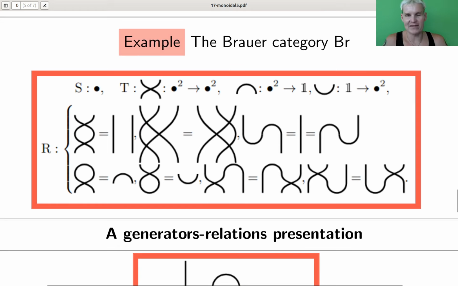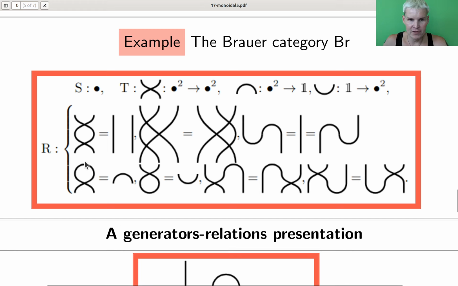But let's look at this example, which I call the Brouwer category. So we have object generators, S, we have morphism generators, T, and we have relations on morphisms, R. The object generator is just a bullet, and I think of these as the endpoints. Now you can just line them up like pearls, right? Bullet, bullet, bullet, bullet, bullet. So the only thing you have is bullets, a few of them.